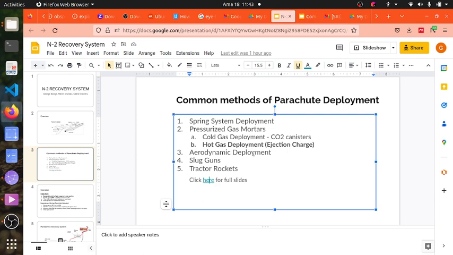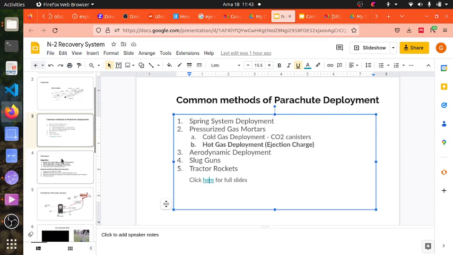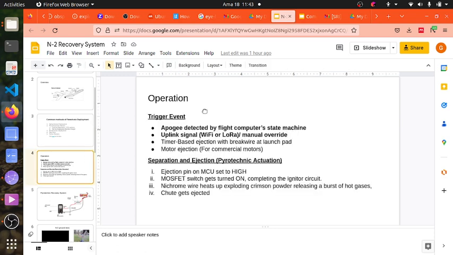And then there's aerodynamic deployment slug. You can go through the slides to understand more. And then we are going to look at how Nakuja 2, okay, before that, let's first look at the general operation of a recovery system.